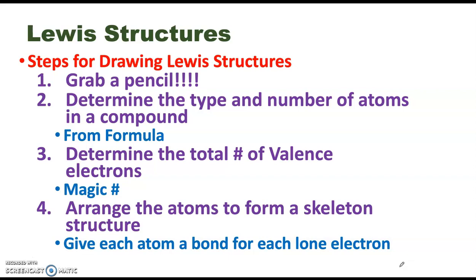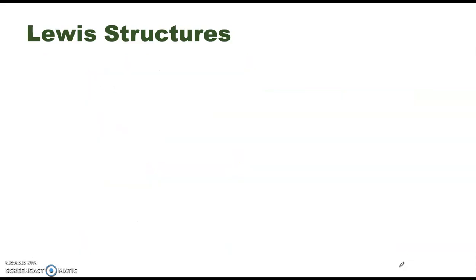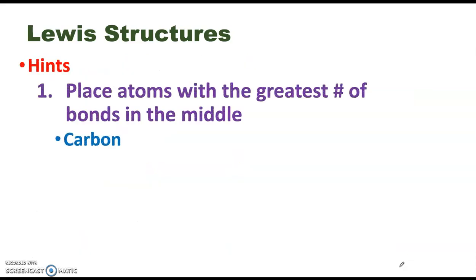And then arrange the atoms to form a skeleton structure. So you give each atom a bond for each lone electron. I'll come back to that point in a second. Some other hints: you place the atoms with the greatest number of bonds in the middle. I mentioned that each single electron will form a bond.